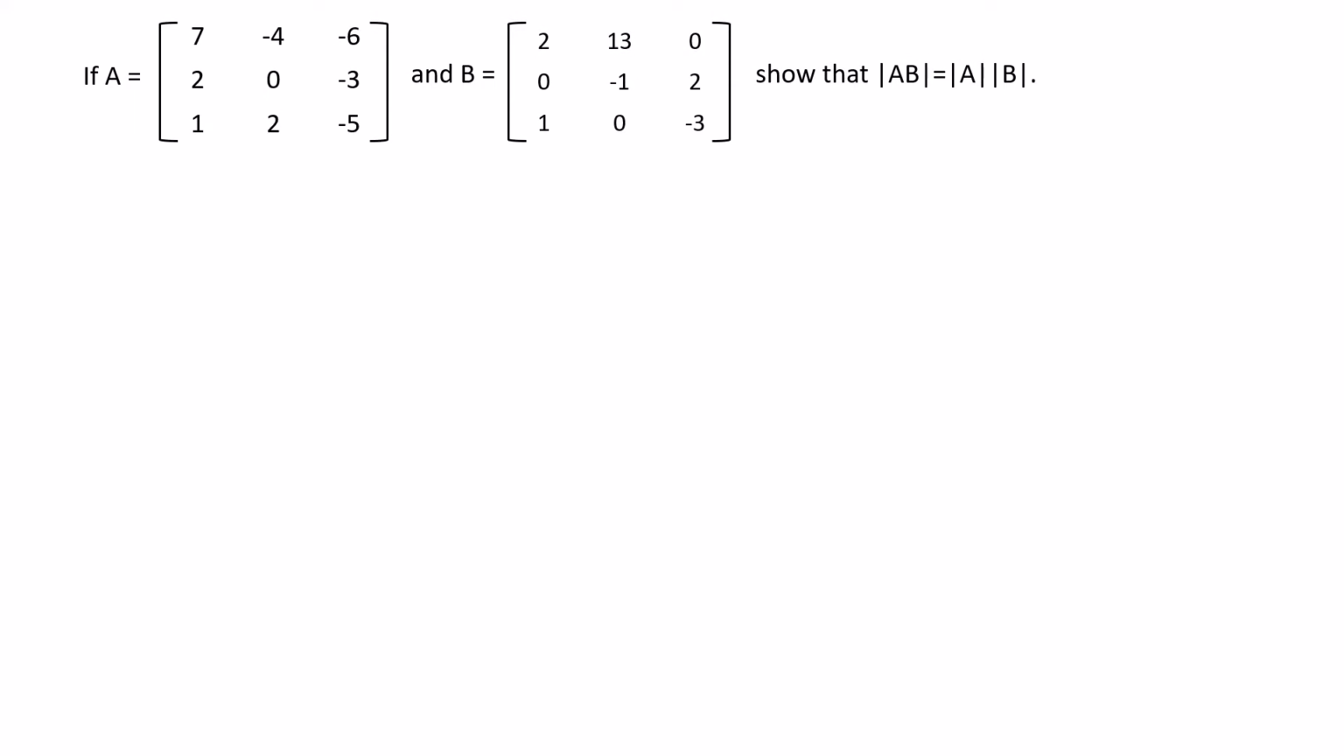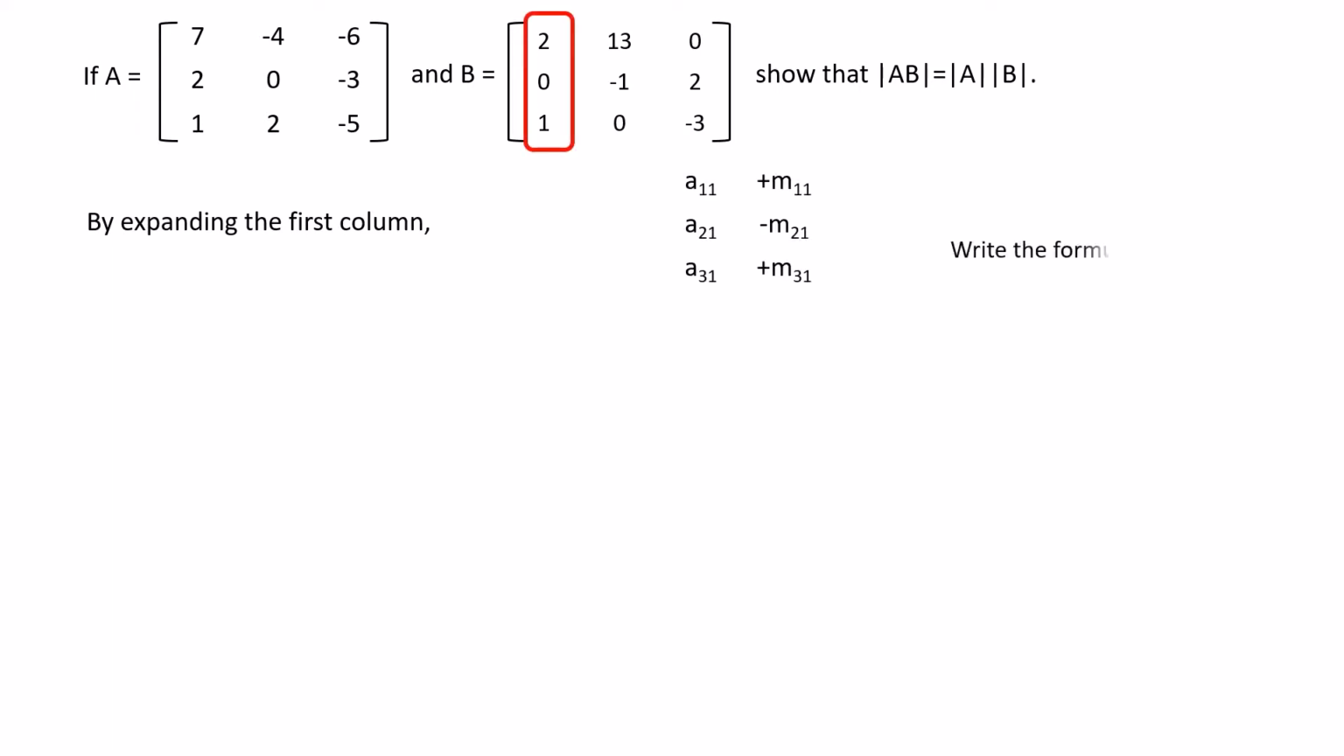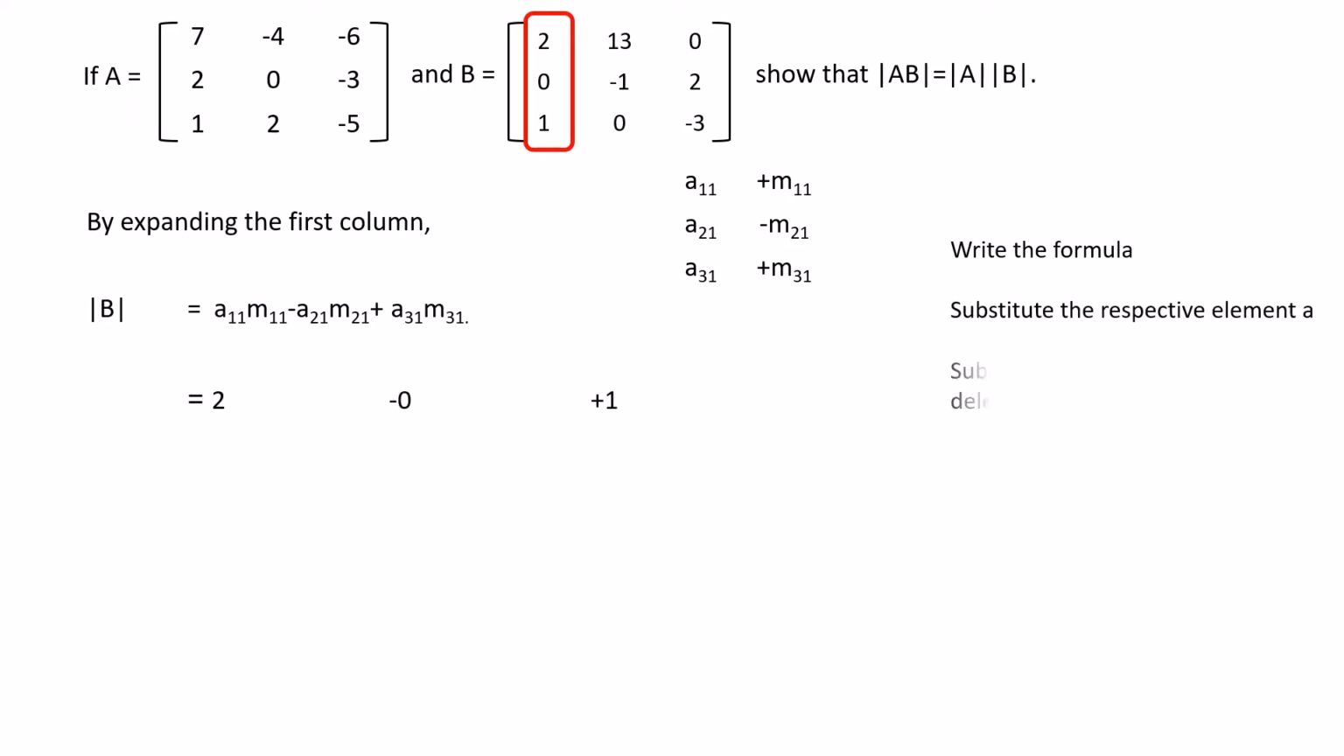After this, we have to find the determinant of matrix B. By expanding the first column, write the formula of the determinant of matrix B, where the determinant of matrix B equals A11 multiplied with M11 minus A21 multiplied with M21 plus A31 multiplied with M31. Substitute the respective elements A and substitute the respective minor by deleting the ith row and jth column.